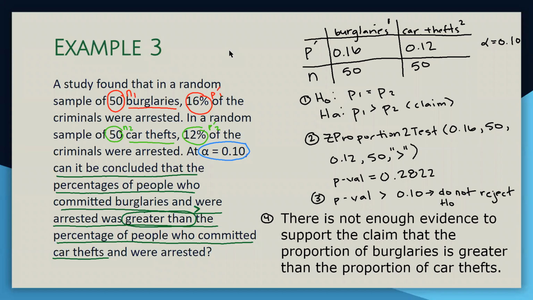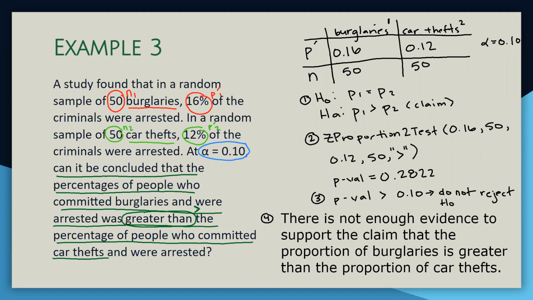Okay, for this third example, the study found that in a random sample of 50 burglaries, 16% of the criminals were arrested. In a random sample of 50 car thefts, 12% of the criminals were arrested. At alpha equals 0.1, can it be concluded that the percentage of people who committed burglaries and were arrested was greater than the percentage of people who committed car thefts and were arrested?